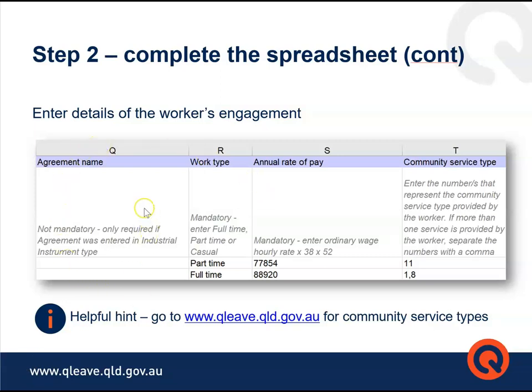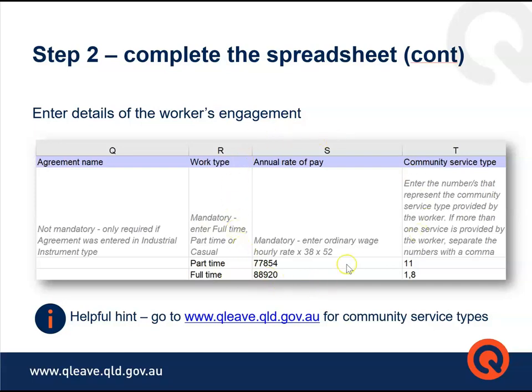Column Q is not mandatory. If you entered agreement as the industrial instrument type in column N, you'll simply need to enter the name of the agreement here. For column R, please enter full-time or part-time or casual as the work type.